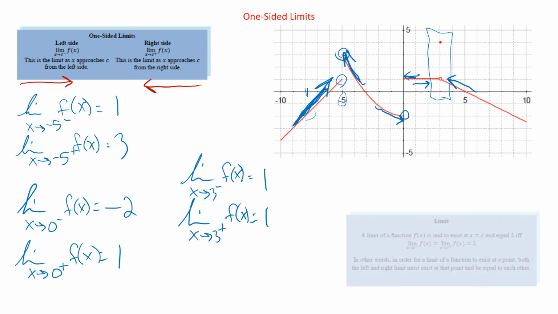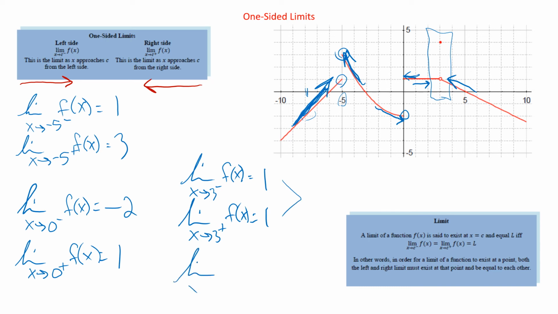In fact, a limit of a function is said to exist at x equals c and equals L if and only if both one-sided limits go to the same thing. So since these two are the same, that means the limit as x goes to 3 of f of x equals 1. For these other two, the limit does not exist, because it's going to different places. So back to that original definition, it's what we would expect to be there.